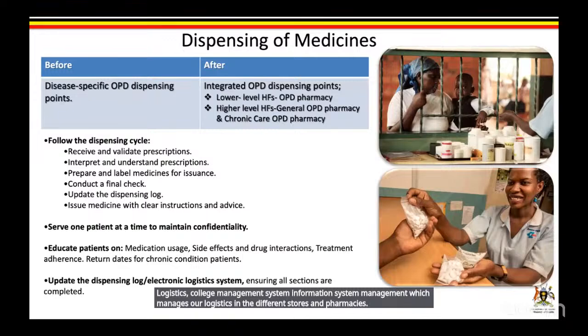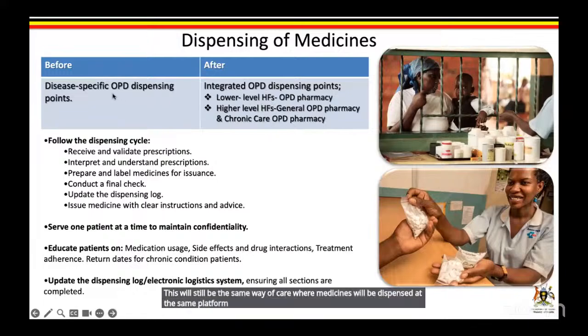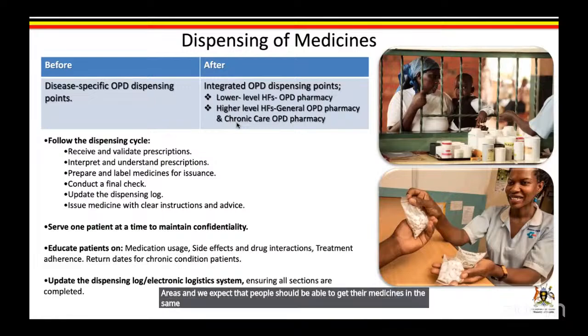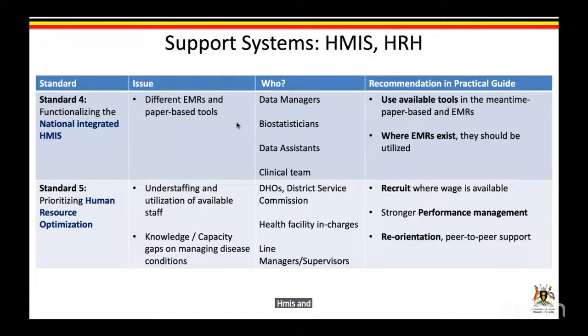This will still be the same way of care, where medicines will be dispensed at the same platform, as opposed to where we've been having different windows dispensing different medicines because patients were aligned differently. Now patients are all going to be aligned in the same areas, and we expect that people should be able to get their medicines in the same areas, with optimization of the different spaces that we have at the different facilities. HMIS and human resources for health, as has already been highlighted, we expect that we need to optimize these resources.